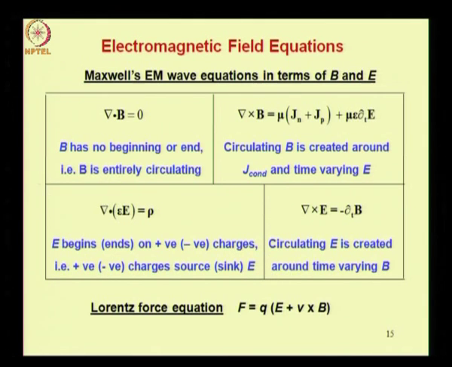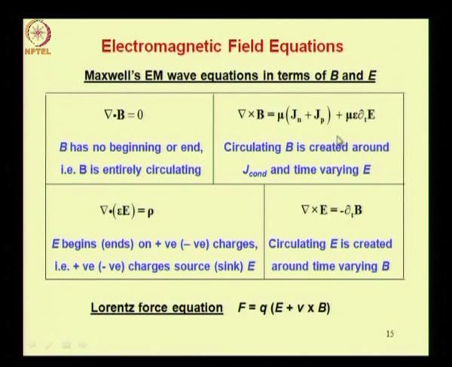So divergence B equal to 0. The meaning of this is B has no beginning or end, that is, B is entirely circulating, or there are no isolated north or south poles. Curl B equal to mu times (Jn plus Jp) plus mu epsilon into dou E by dou T. A circulating magnetic field is created around conduction current density and time varying electric field. So that is the meaning of this.